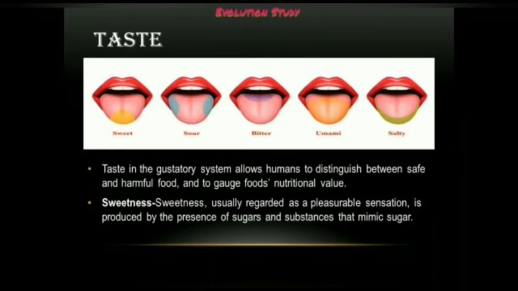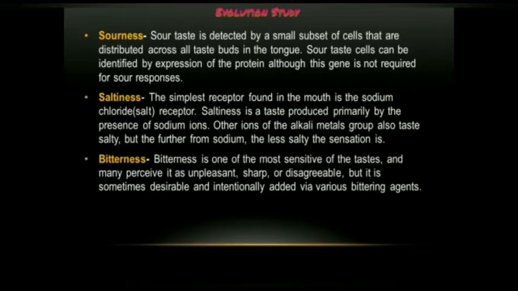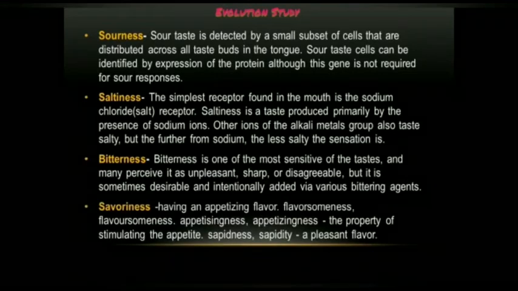Now, what is sourness? Sour taste is detected by a small subset of cells that are distributed across all taste buds in the tongue. Sour taste cells can be identified by the expression of the protein, although this gene is not required for sour responses. Now, what is saltiness?